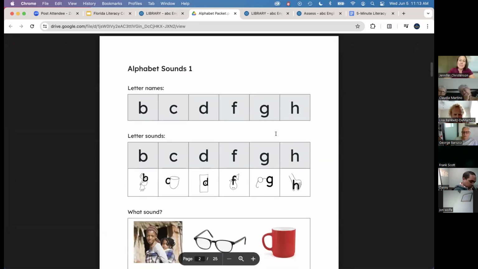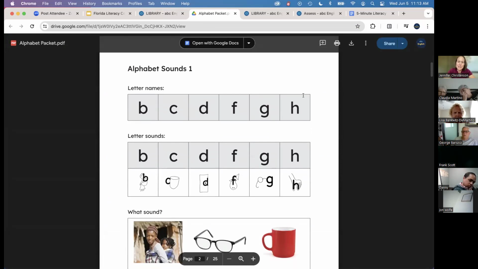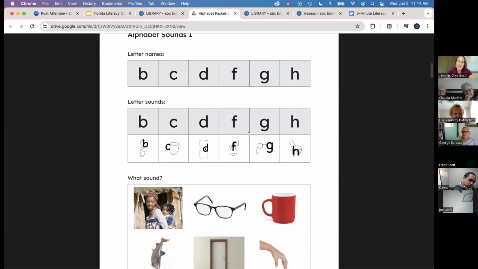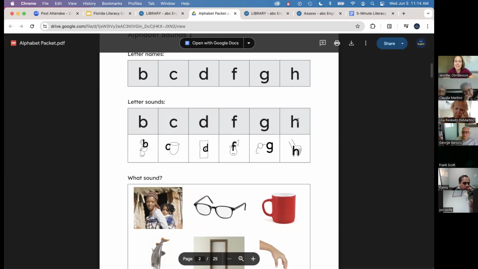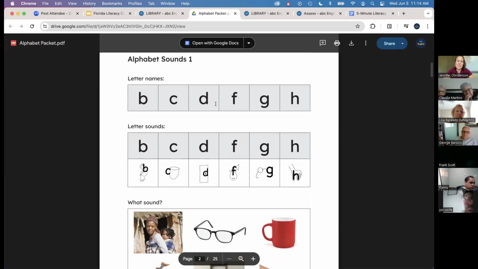It does that by introducing a few sounds at a time, a few letters at a time, and then using this technique that's called embedded mnemonics. Embedded mnemonics just means that you're using a memorable image in the shape of a letter to help a student learn a keyword and a sound. Okay, so the student is going to learn that the letter name is H, but the sound is H, like hand. The letter name is G, the sound is G, glasses. F, fish. D, door. C, cup. B, baby.